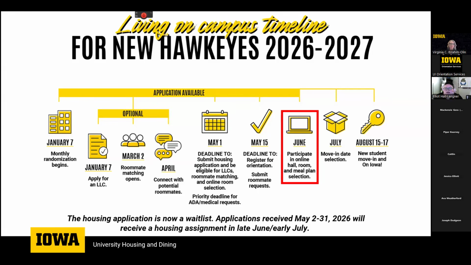And then in just a few short months, you all will be packing up and getting ready to move in mid-August. So if you are joining us and you have not applied for housing yet, or you applied after May 1st, this is a note that the housing application is now a wait list. Applications received May 2 through 31 will receive a housing assignment in late June, early July. So stay tuned for more information about that around that time. And if you've got questions, of course, reach out and we'll be happy to support you.